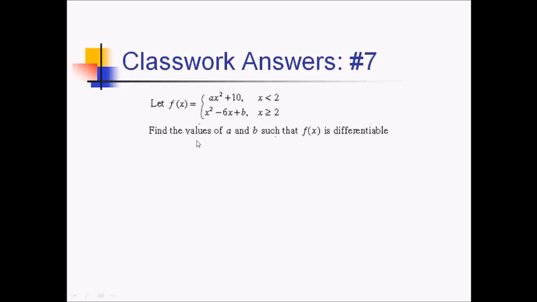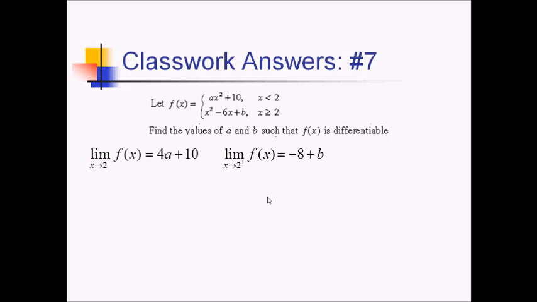Left side limit as x approaches 2 from the left. This is going to be 2 plugged into this lower function up here, or I should say the lower x value function. So that's going to be a times 2 squared, so a times 4, 4a plus 10. Next, the right side limit, we're using this bottom function. So that's going to be, let's see, 4 minus 12 is negative 8. We have a plus b, so negative 8 plus b.